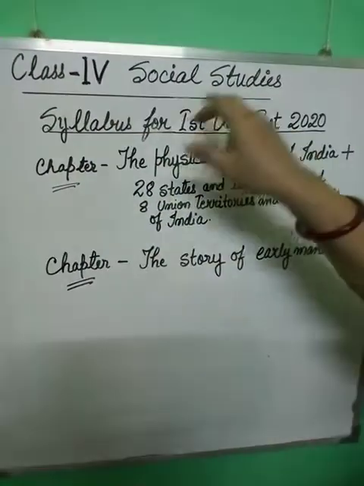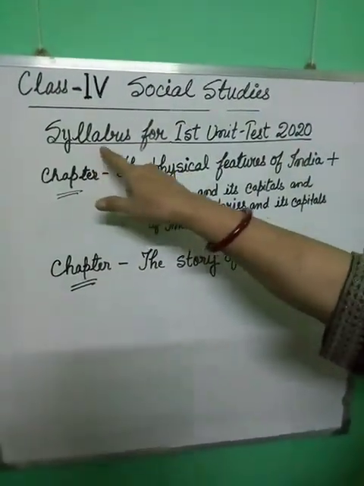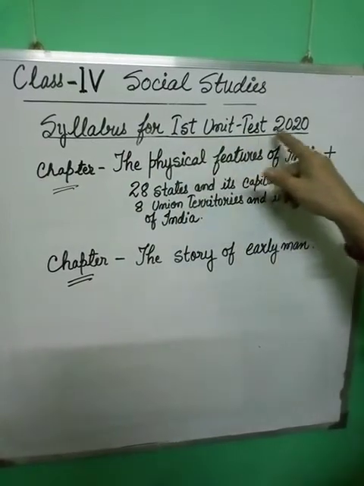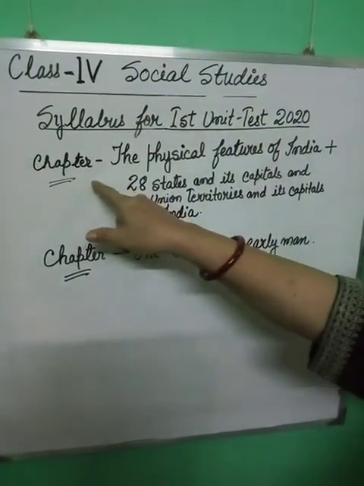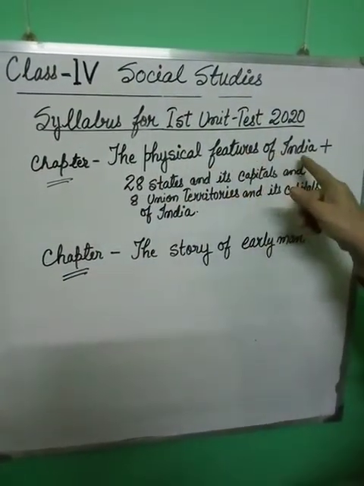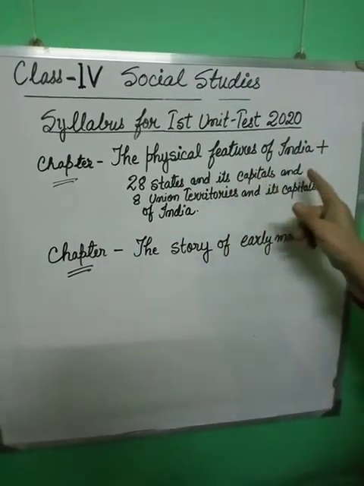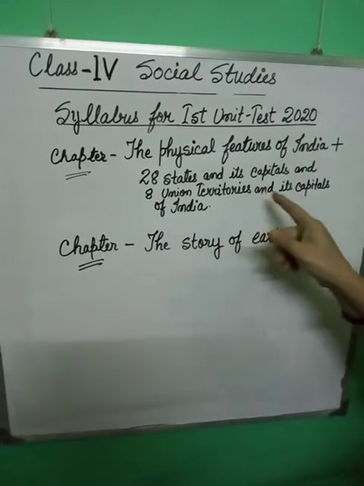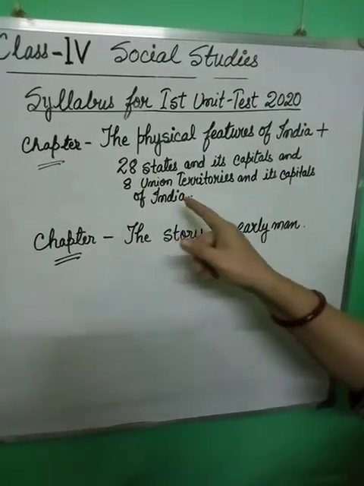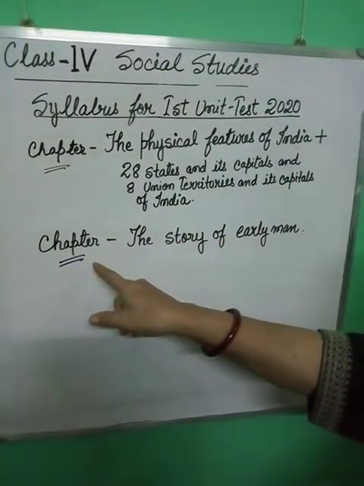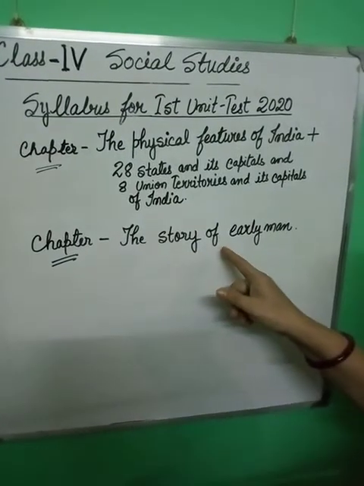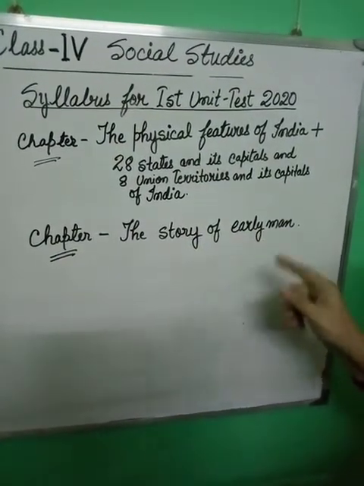Social studies syllabus for first unit test 2020. Chapter: The Physical Features of India plus 28 states and its capital and 8 union territories and its capital of India. The next chapter is the story of early men.